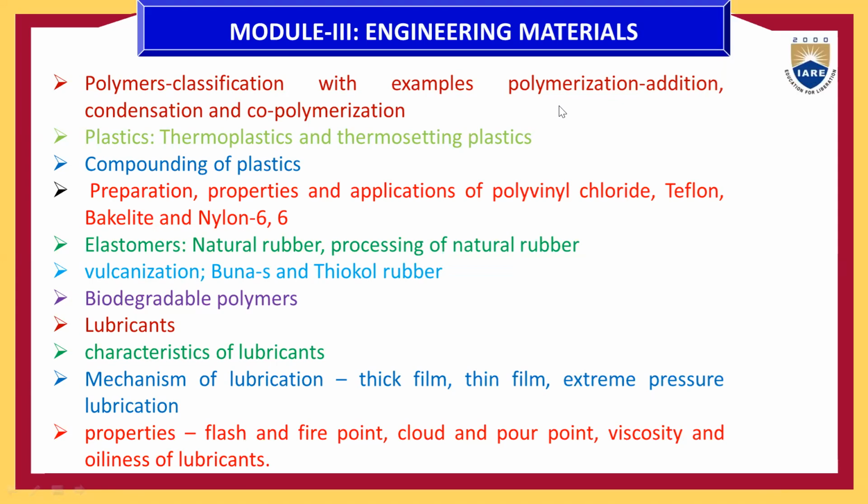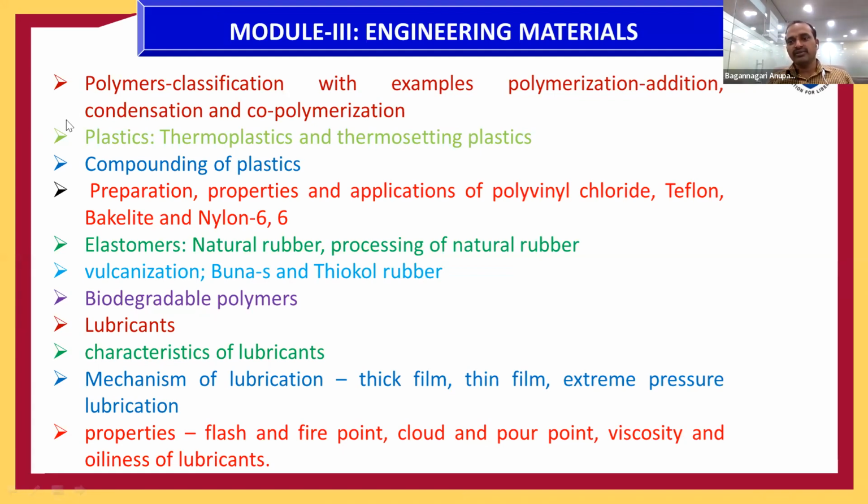So in module 3, the last topic is biodegradable polymers. Previously we discussed polymers and the classification of polymers with examples. The classification of polymers includes addition polymerization, condensation polymerization, and copolymerization. Next, we discussed plastics: what plastics are, what their uses are, and how plastics are classified.